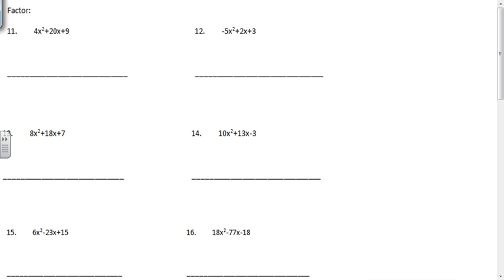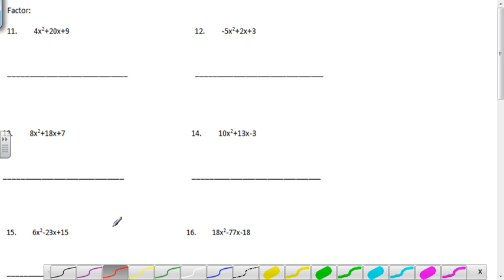I have to factor 4x squared plus 20x plus 9. There is no GCF between 4, 20, and 9 other than 1. This almost looks like it could be a perfect square trinomial because I can do the square root of 4, I can do the square root of 9. So 2 times 3 is 6. If I double 6, I get 12, not 20. So it's not a perfect square trinomial.